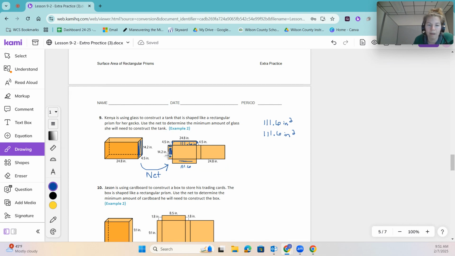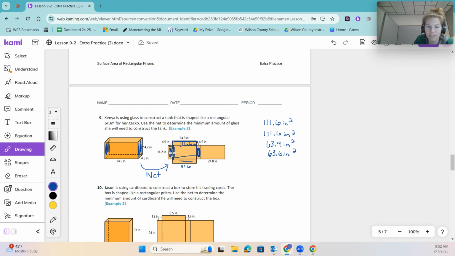Then I'm going to find the area of this one right here, and that's going to be 4.5 by 14.2. So 4.5 times 14.2 is 63.9 inches squared. And this one here is exactly the same. That's like having this side here and this side of a rectangle being exactly the same. So 63.9 inches squared.